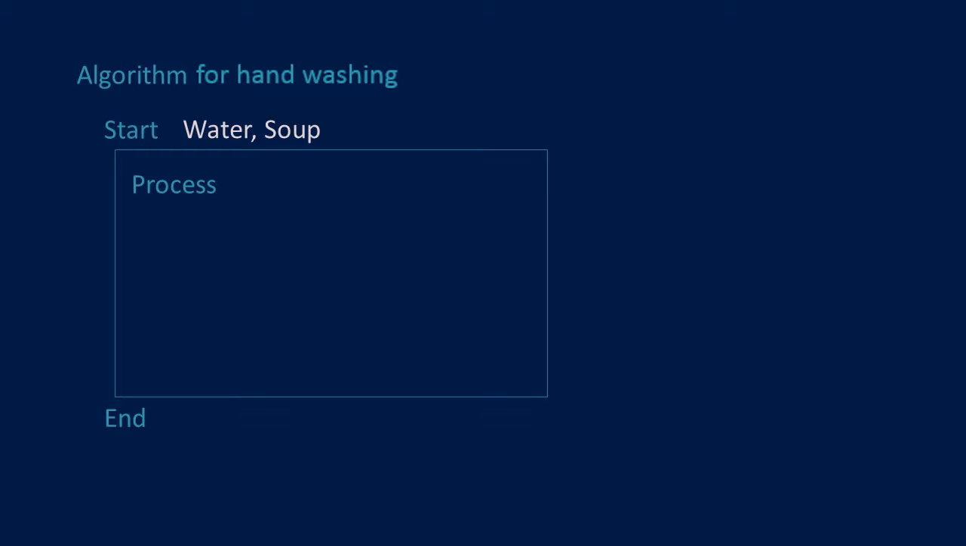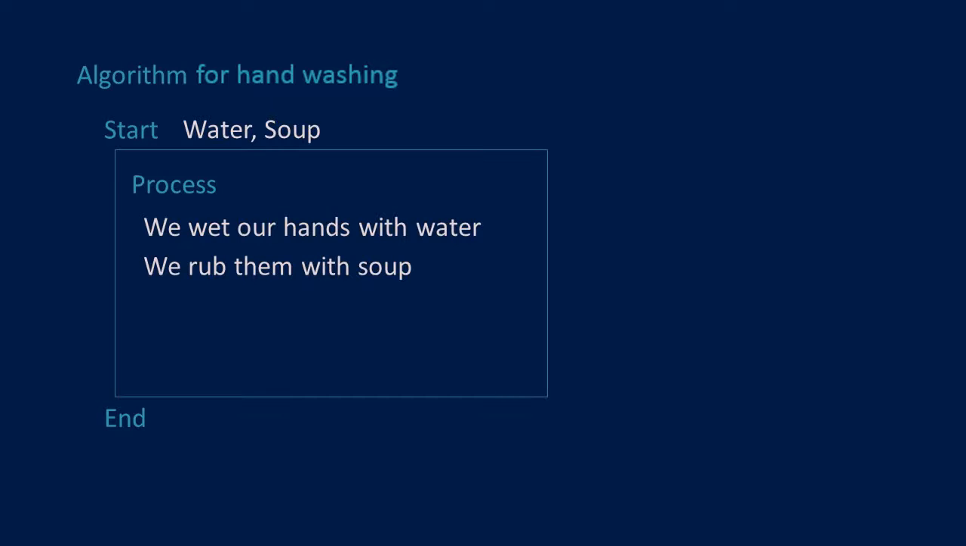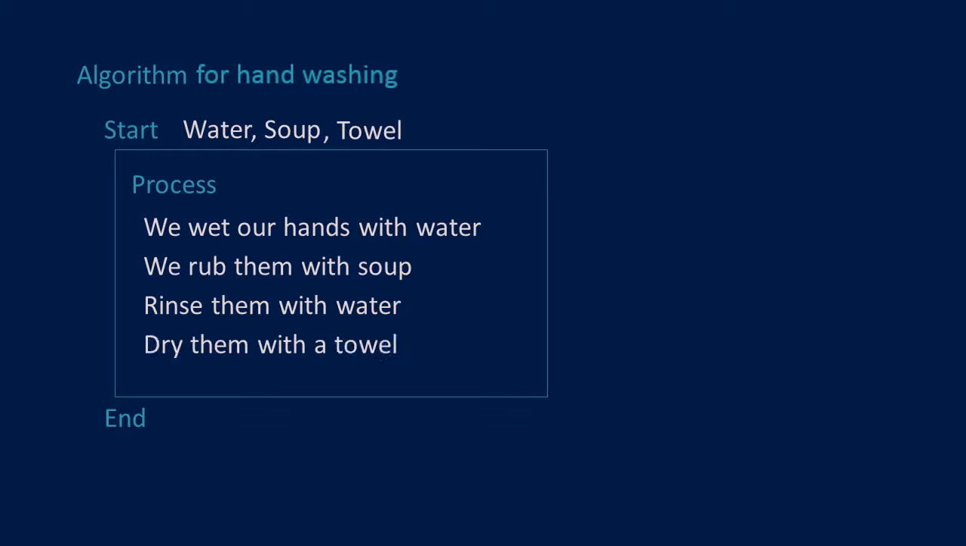In the process we give the instructions to solve the algorithm. We wet our hands with water, we rub them with soap, and rinse them with water. If you look at the process, we take the tools from the beginning and give them a purpose. For example, water is used first to wet the hands and then to rinse them. Assuming that at the end of washing your hands you dry them with a towel, you would have to put at the beginning that you are going to use a towel, and then in your process you would add a last step, which would be dry your hands with a towel.